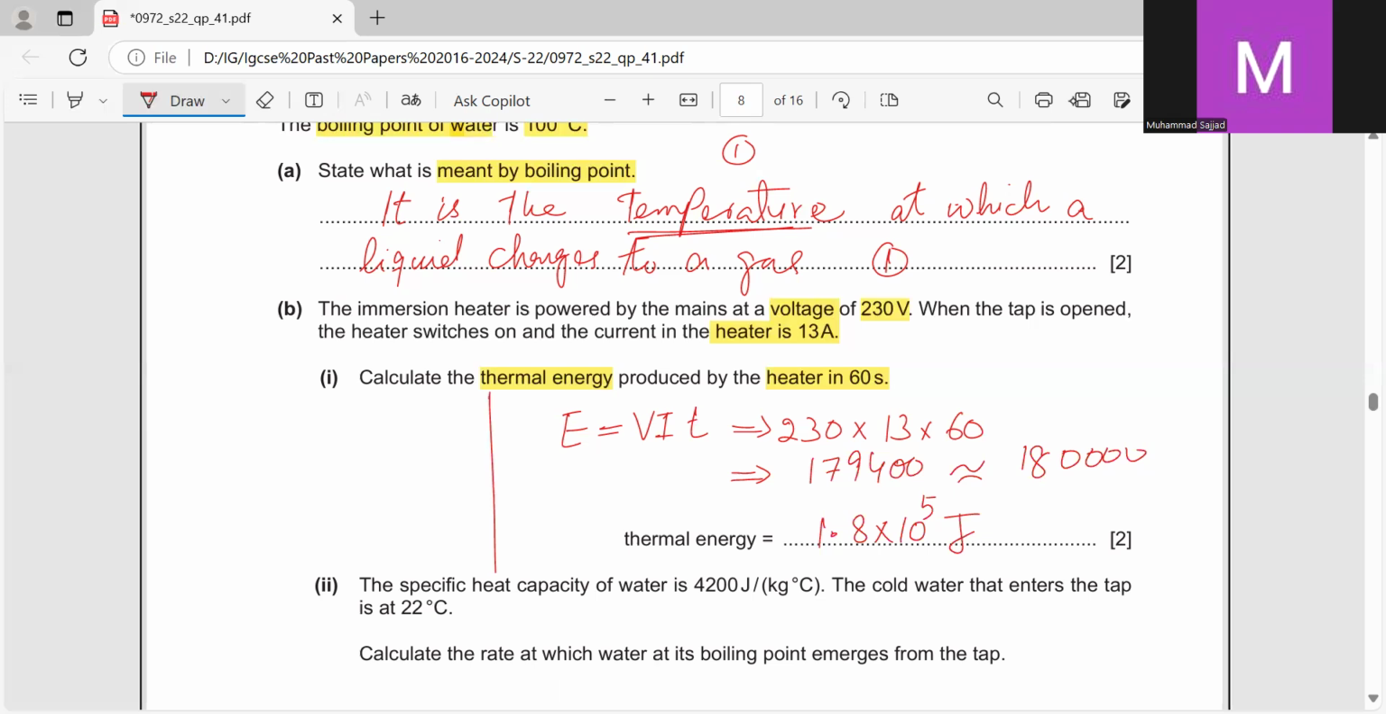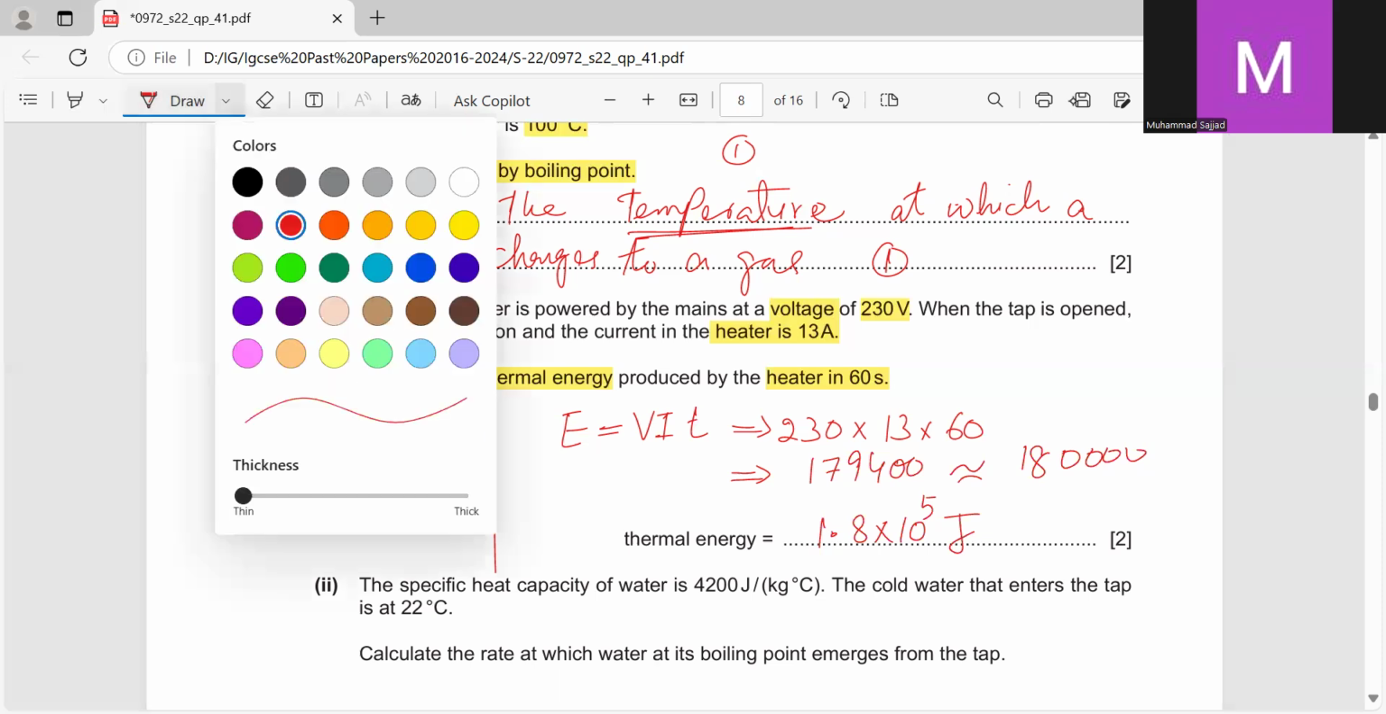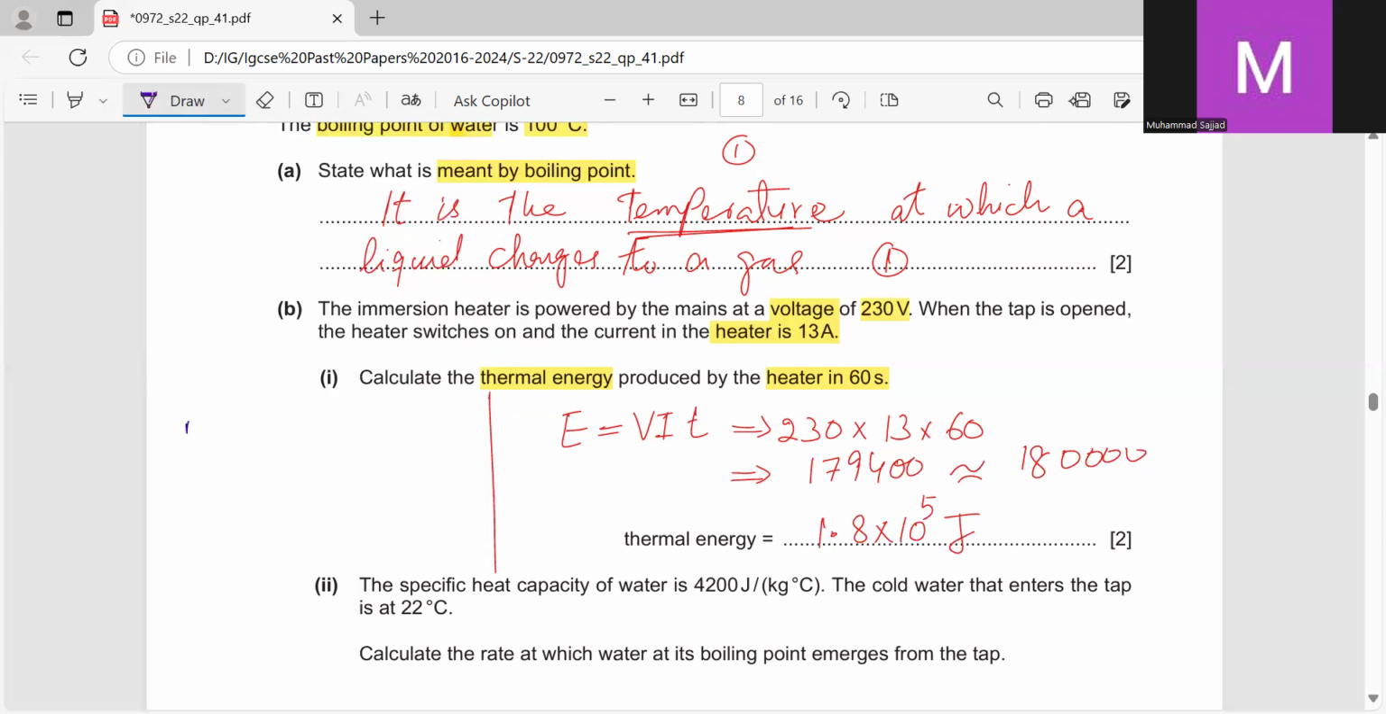If you are worried about how I got this, I have written directly E is equal to VIT, and I can explain. We know power is basically equal to the rate of energy transfer. If I make energy the subject of the equation, it is power times time. And as I told you, power in electrical circuits is V times I. So that's what I directly wrote there, VIT.